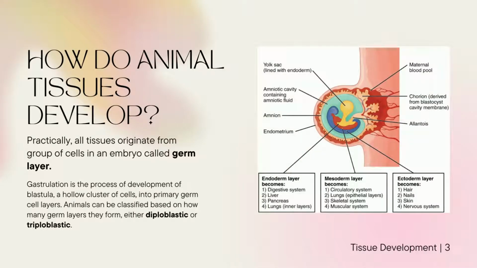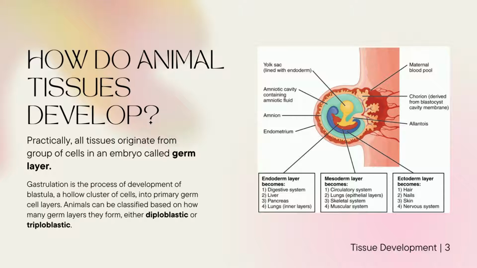So how do animal tissues develop? Practically all tissues originate from a group of cells in an embryo called the germ layer. After rounds of many mitoses happening in the reproductive system of a female organism, usually the cells will undergo differentiation, which is a basic life process. All cells will differentiate according to the purpose that they will become in the future. That is why all tissues originate from a single zygote, from a group of cells called the germ layer.